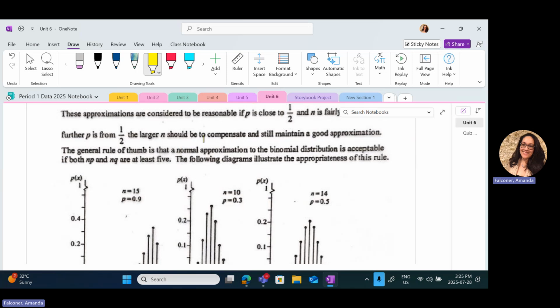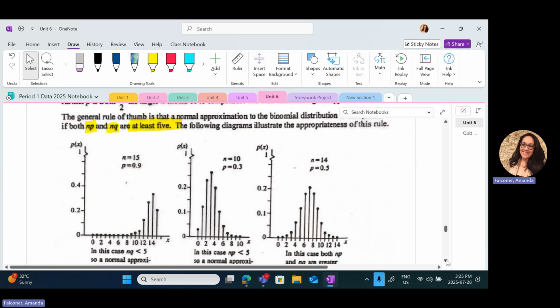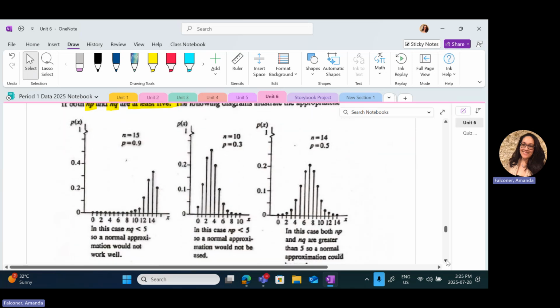The general rule of thumb is that a normal approximation to the binomial distribution is acceptable if both n times p and n times q are at least 5. So that's going to be one of the steps in our solutions. We always have to check that the normal approximation is allowed to be used. And so down here, these are some diagrams that show different n's and p's. So this one, we would not be allowed to use the normal approximation techniques.